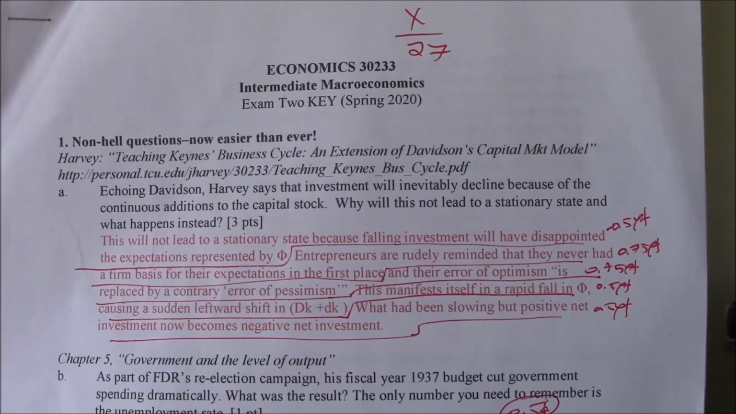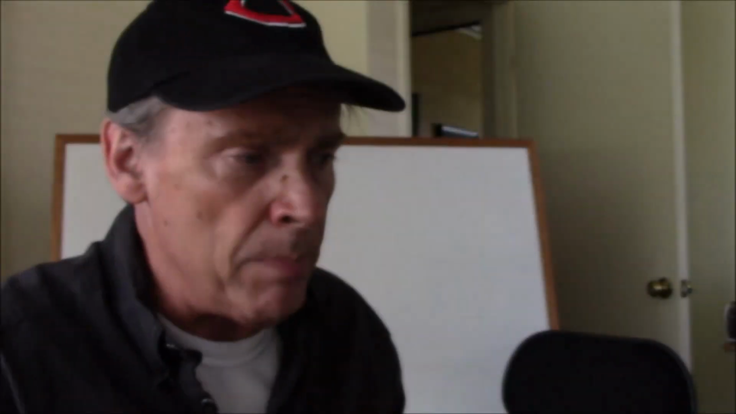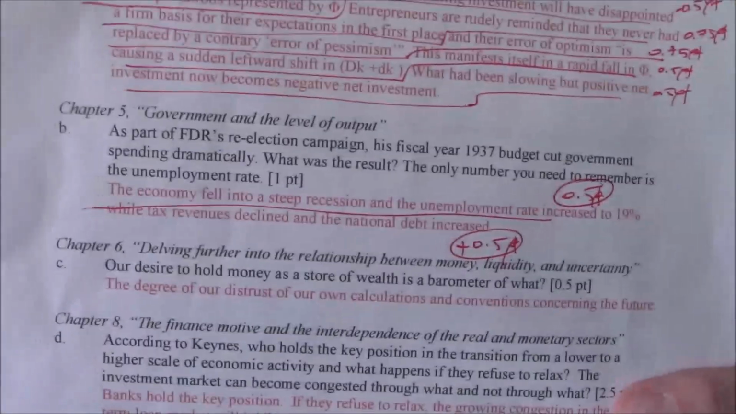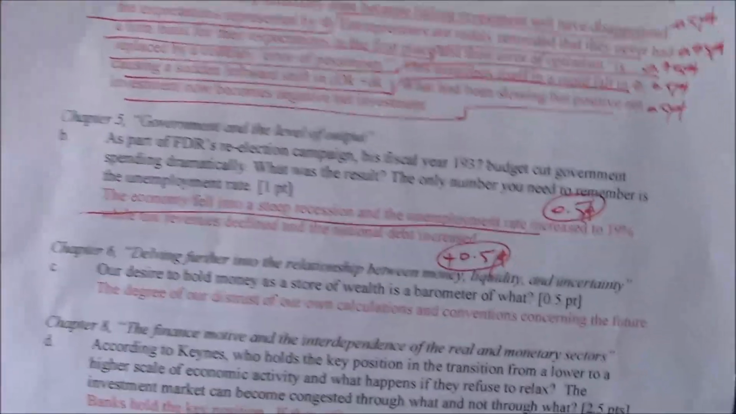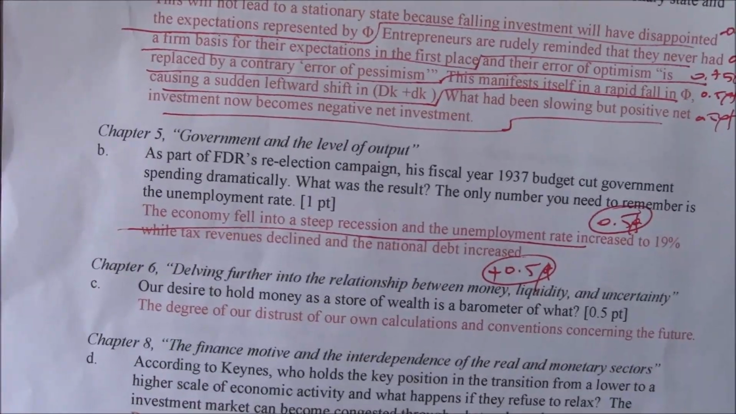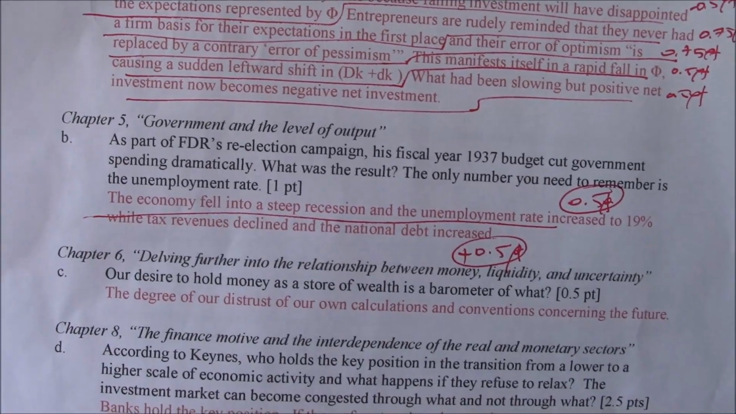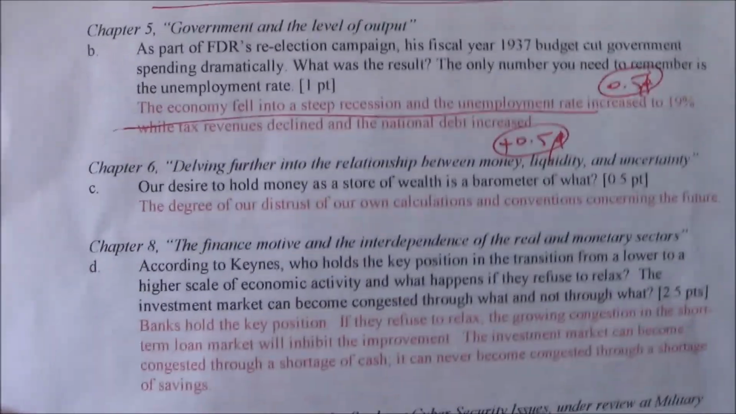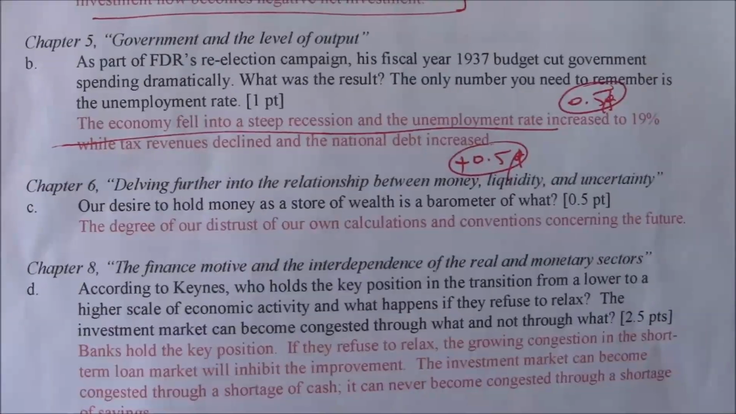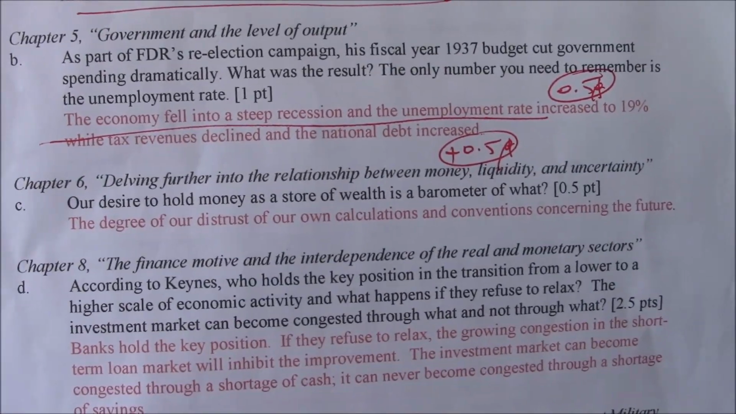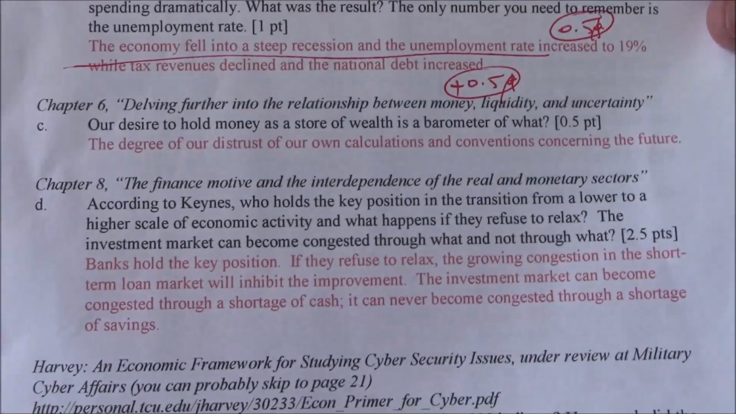So if you did miss something, make sure that, although when people did miss something, it was usually because they just left it blank. But anyway, well, not blank, just a totally wrong answer. As part of FDR's re-election campaign, you want the unemployment up to 19% and the national debt actually increases. I didn't mark this one because it's half a point, degree of our distrust of our own calculations. This one here is 2.5 points.